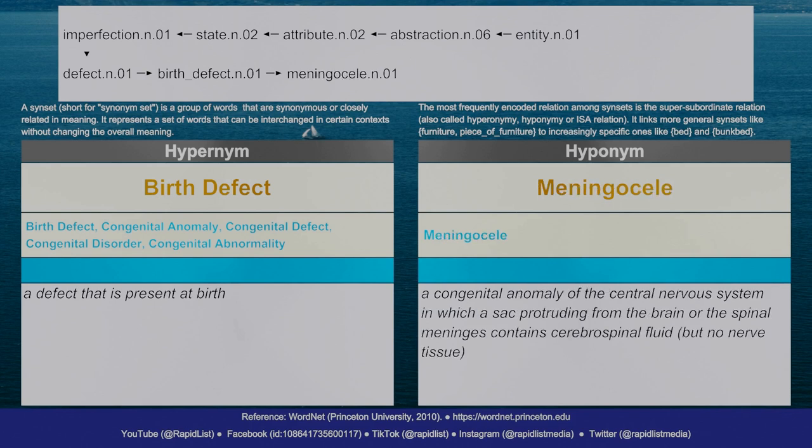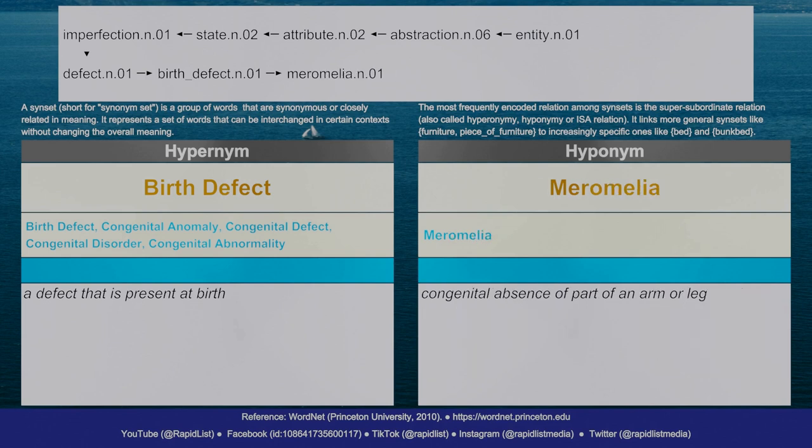Meningocele. A congenital anomaly of the central nervous system in which a sac protruding from the brain or the spinal meninges contains cerebrospinal fluid, but no nerve tissue. Meromelia. Congenital absence of part of an arm or leg.